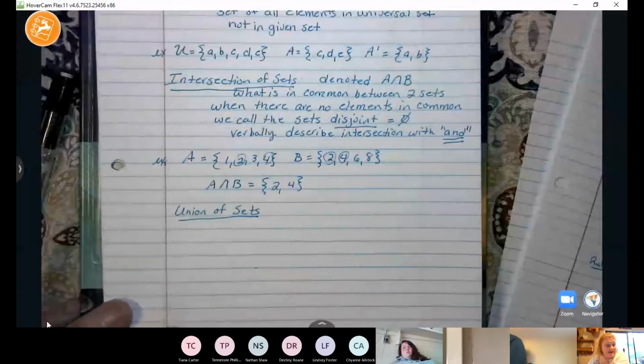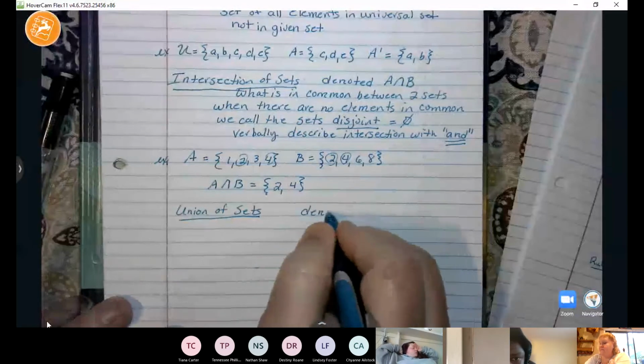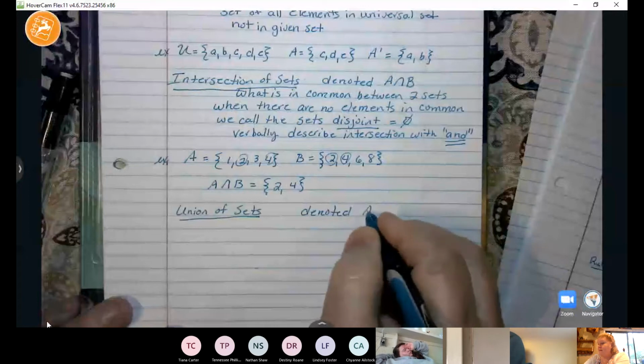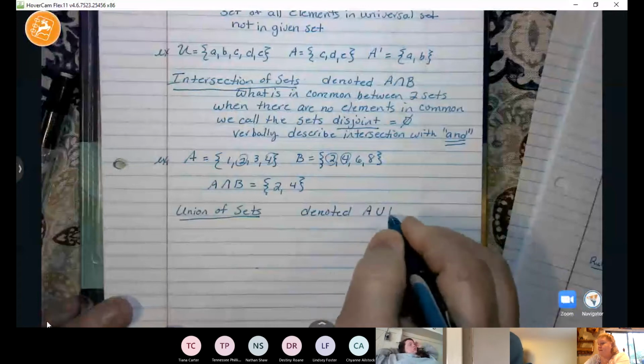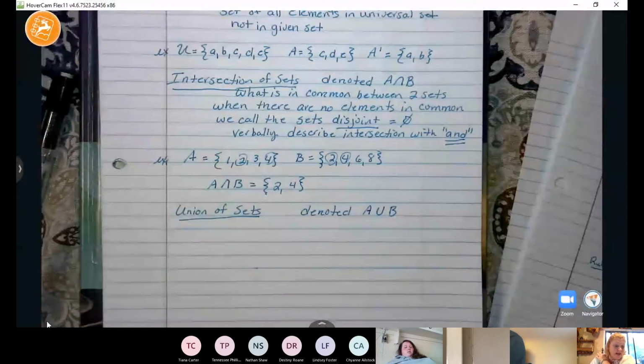We have the union of sets. This is denoted by a, looks like a U, B. Again, we have to have two sets.